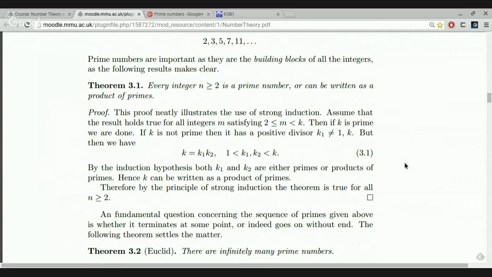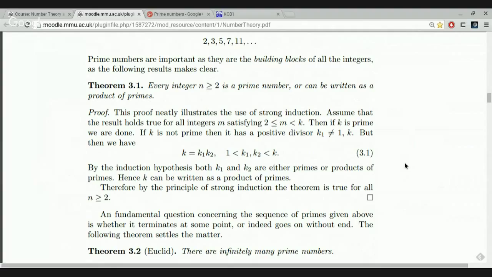But then you're looking at a product of primes k1 multiplied by another product of primes k2. That's just a slightly longer product of primes. You get all the primes multiplying together to give k1, all the primes multiplying together to give k2. So you just multiply those two lists together, and you've got k expressed as a product of prime numbers. So assuming that everything less than k can be factorized into primes, that implies that it is possible to factorize k itself into a product of primes. So we get that every number factorizes into a product of primes.